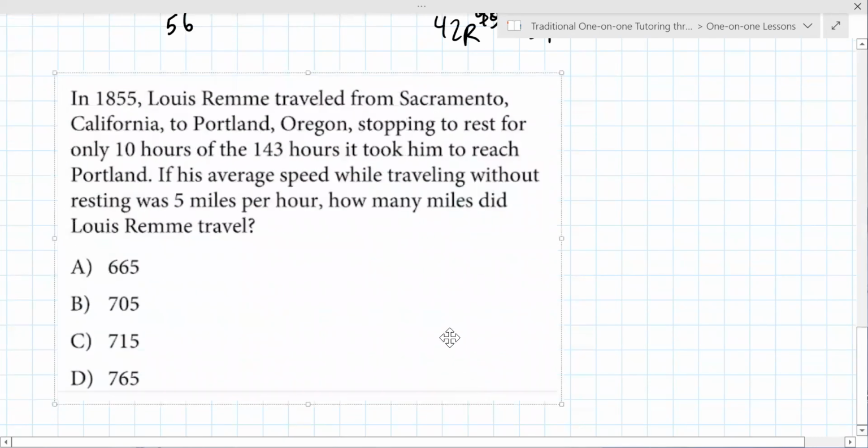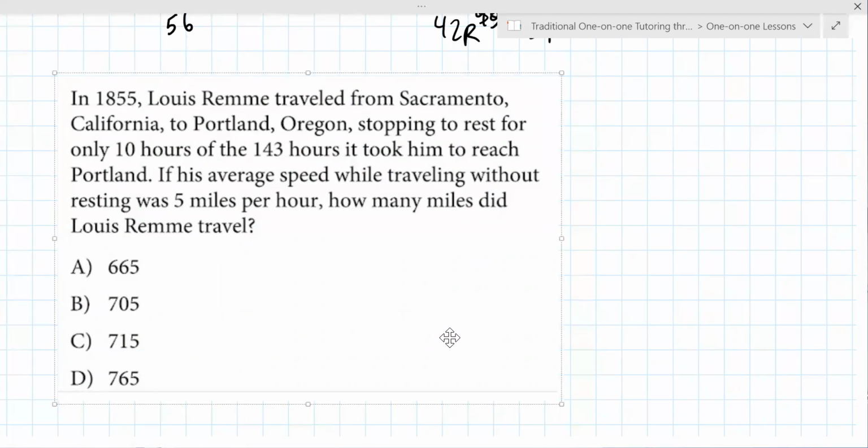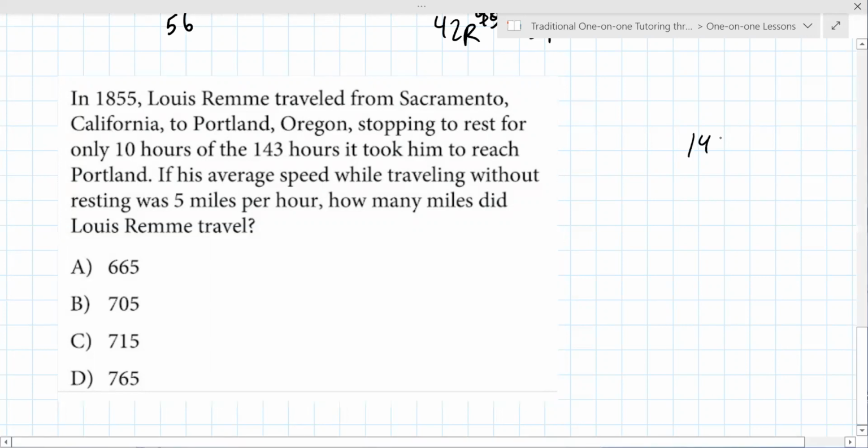All right, so new problem here. Again, the words don't really matter, but you can just shorten them up. In 1855, a person traveled from Sacramento to Portland, stopping to rest for only 10 hours of the 143 hours it took him to reach Portland. Okay. And so it's saying it was 143 hours, but there was 10 hours of rest. So 133 hours of travel time is what that means to me.